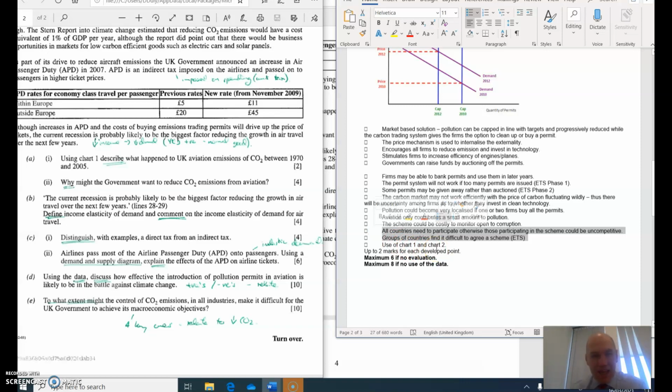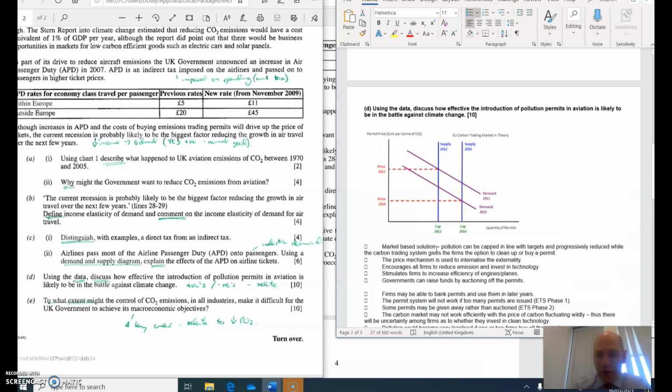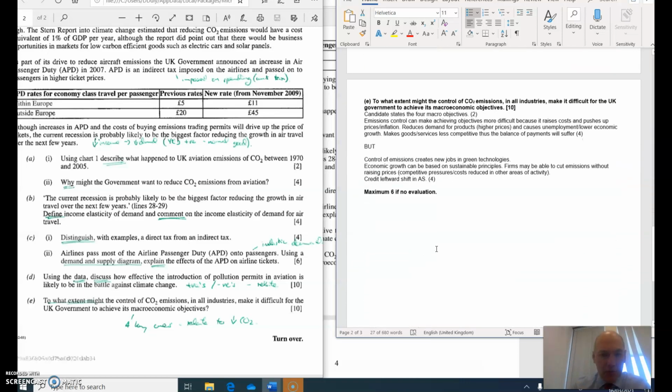So in terms of this, again, a question that you guys could do, and one that we should be looking at. In terms of E, to what extent might the control of CO2 emissions in all industries make it difficult for the British government to achieve its macro objectives? Well, you'd need to know the 4 macro objectives. Why would it make it difficult to achieve the objectives?